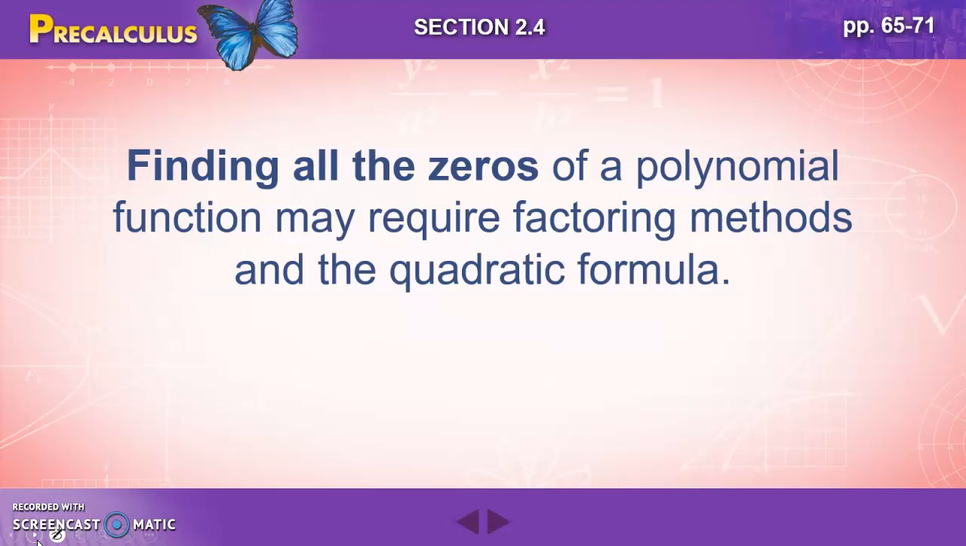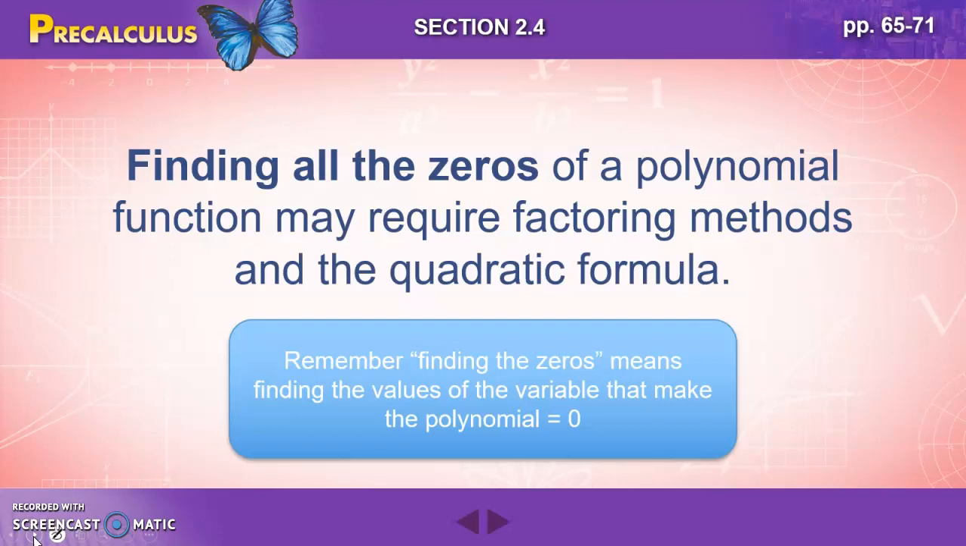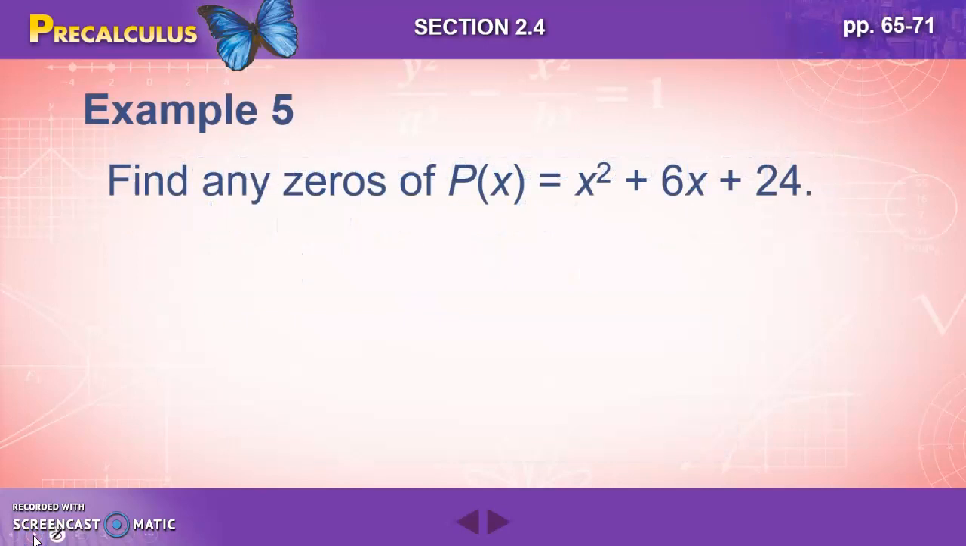Finding all the zeros of a polynomial function may require factoring methods and the quadratic formula. Remember, finding the zeros means that we're finding the values of the variable that make the polynomial 0. It's also how we find where they cross the x-axis, because those are the points where y equals 0.